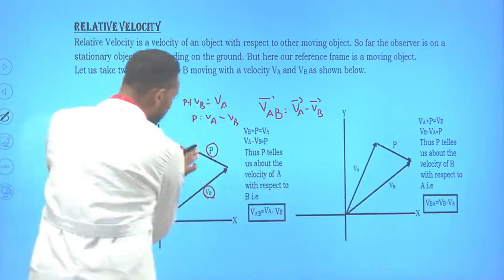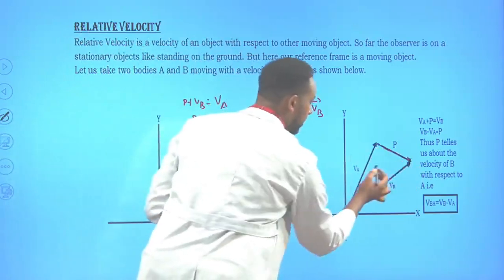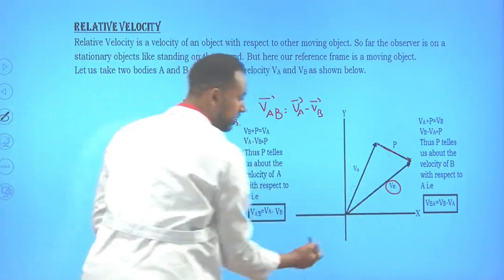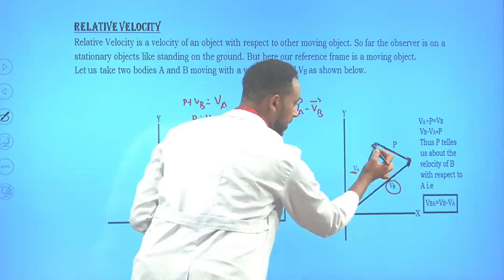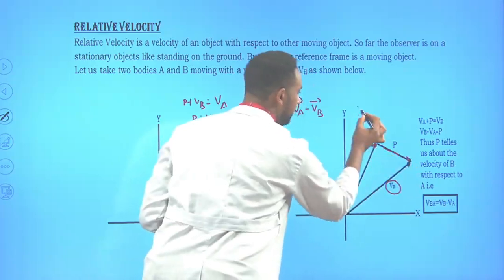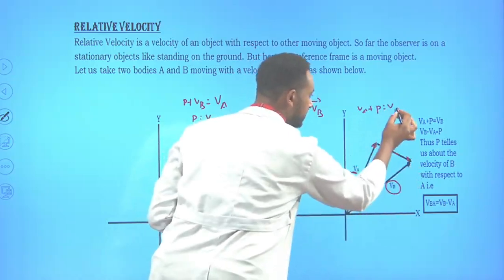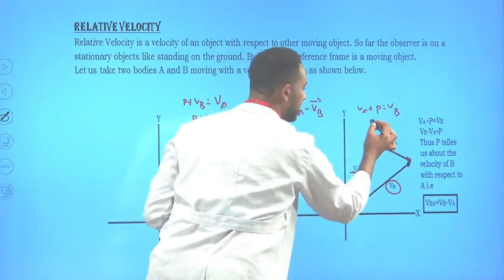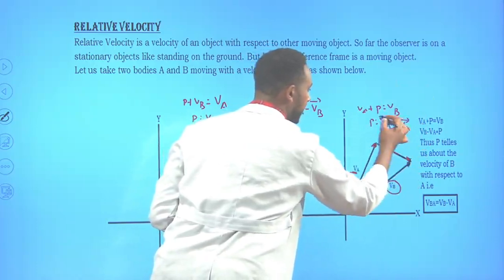It's also possible to change this one. For example, if I change this to this direction, the resultant now is VB. The velocity VA, this should be VA, and this is P. VA plus P should give us VB. If you move this in this direction, VB minus VA gives you this.